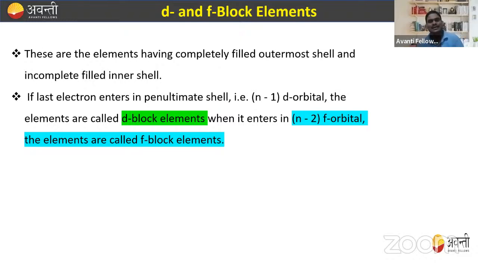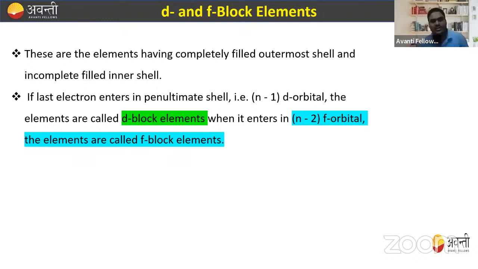If the last electron enters into the penultimate shell, what is the penultimate shell, beta? Basically, the outermost shell is known as the outermost shell, and just one shell behind the outermost shell is known as the penultimate shell, right? So if the last electron enters into the penultimate shell, that is the n minus 1 d orbital, then the elements are called d block elements, whereas when it enters into the n minus 2 f orbital, then the elements are called f block elements. So we can easily remember what are d block elements and what are f block elements, right?